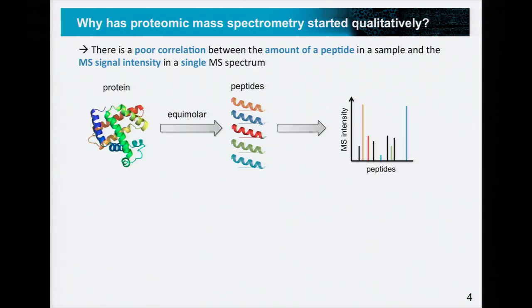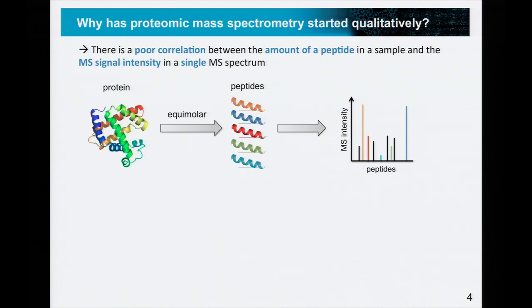And we digest this protein with our protease, then in theory all these peptides are equimolar. They have the same concentration. They all come from the same starting amount of protein. However, when we measure these different peptides in mass spectrometry, we will always end up with a whole range of different peptide intensities. I guess that's what you all observed already, what you all know.